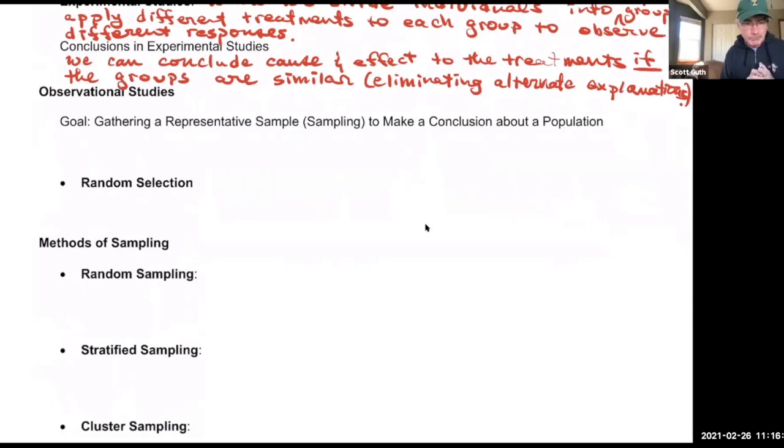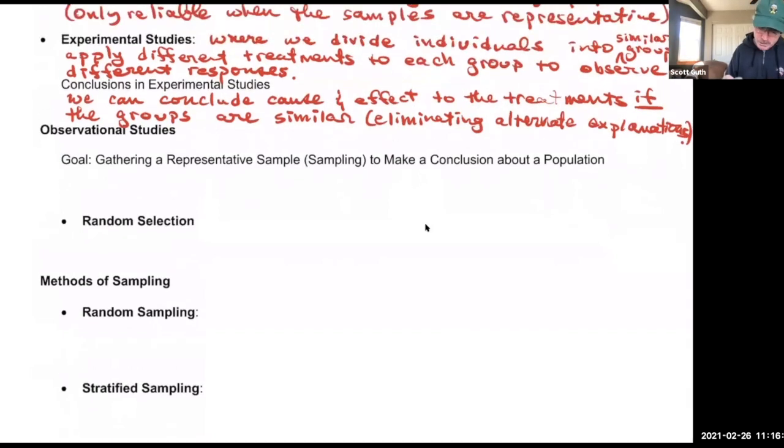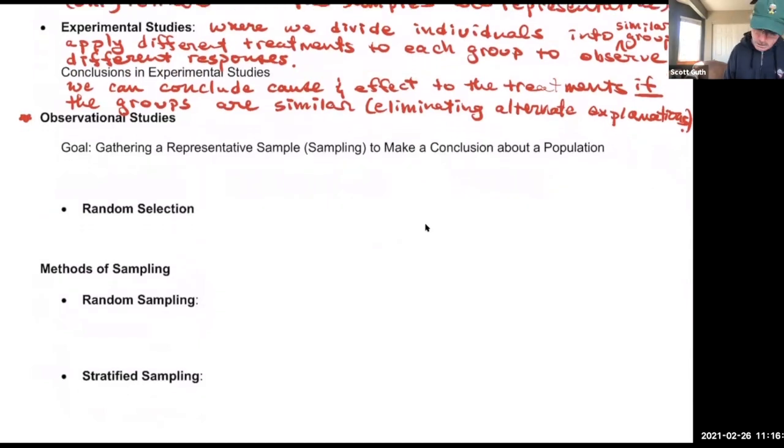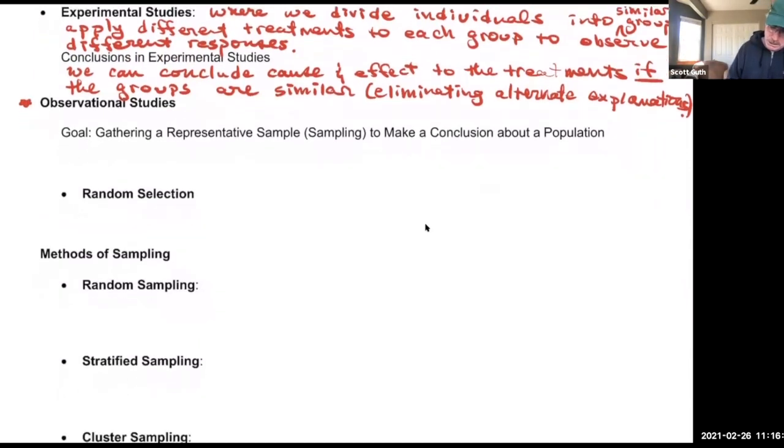So that's the idea. But we're going to talk about observational studies a little bit before we go into depth on experiments. So for observational studies, as we mentioned, you want to gather a representative sample and make a conclusion about a population. All right, so that's pretty straightforward and nothing to write there. So random selection is how we gather, and I guess it says representative sample, and here I'm going to say through some sort of random selection.